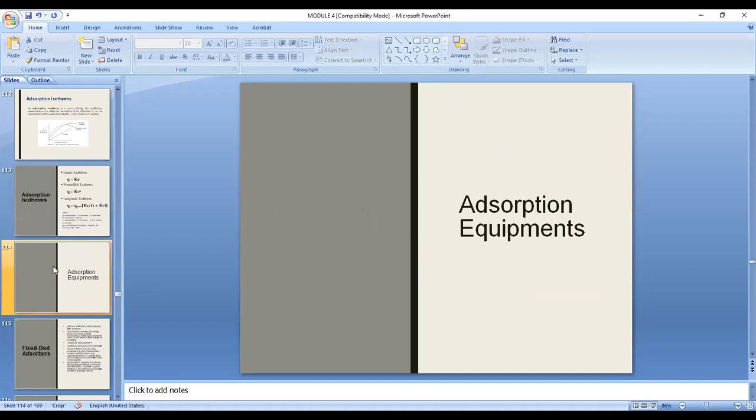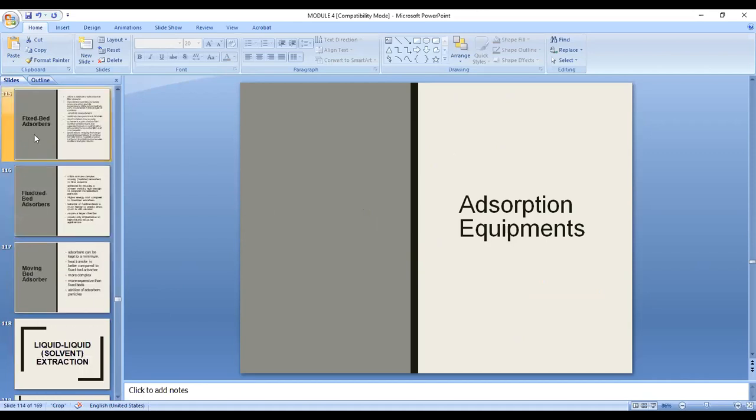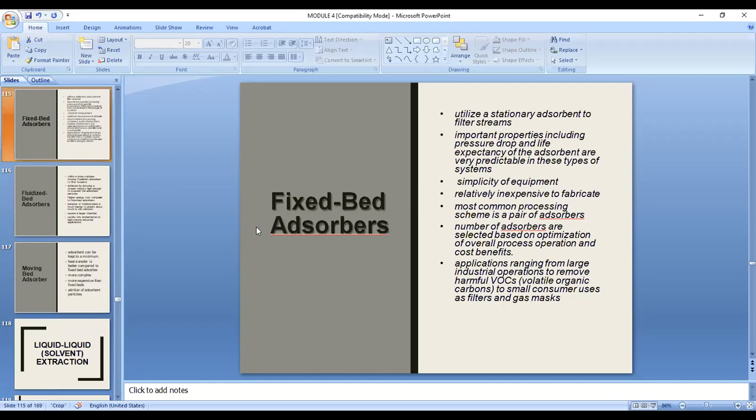So our adsorption equipments could come in any of these 3. So one is the fixed bed adsorbers. So these utilize a stationary adsorbent to filter streams. So the important properties here include the pressure drop and the life expectancy of the adsorbent. Now, these are important, that way we can predict the life of your bed itself. That's the reason why your adsorbents, specifically in fixed bed adsorbers, need to be regenerated from time to time. So this is the simplest of the three.